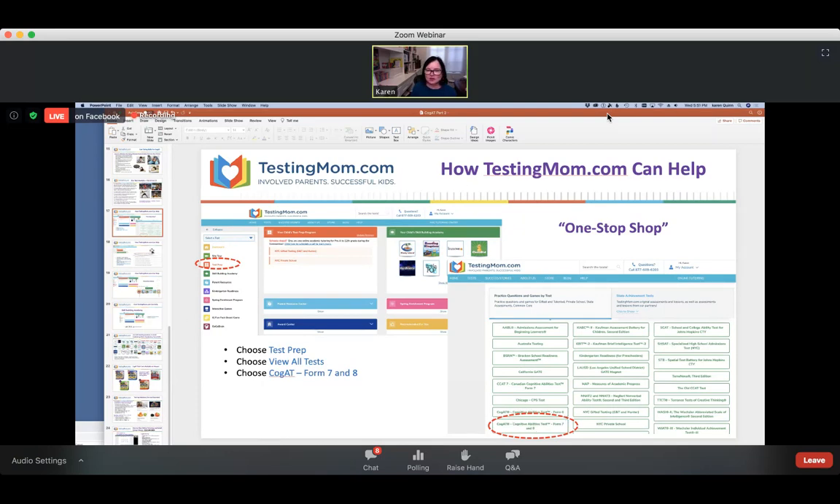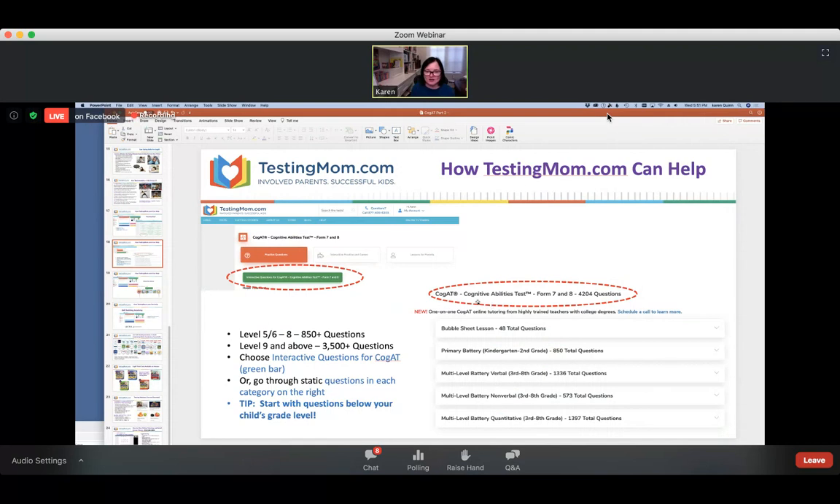Then you go to the CogAT page, where on this page we have literally over 4,000 practice questions for you. So there's lots to practice with at every grade level. My recommendation is always start below your child's grade level with the very easiest questions and let them work their way up to their level and then go beyond their level if they can. Because remember, it's a cognitive test, so it's not so dependent on what they've learned in school.